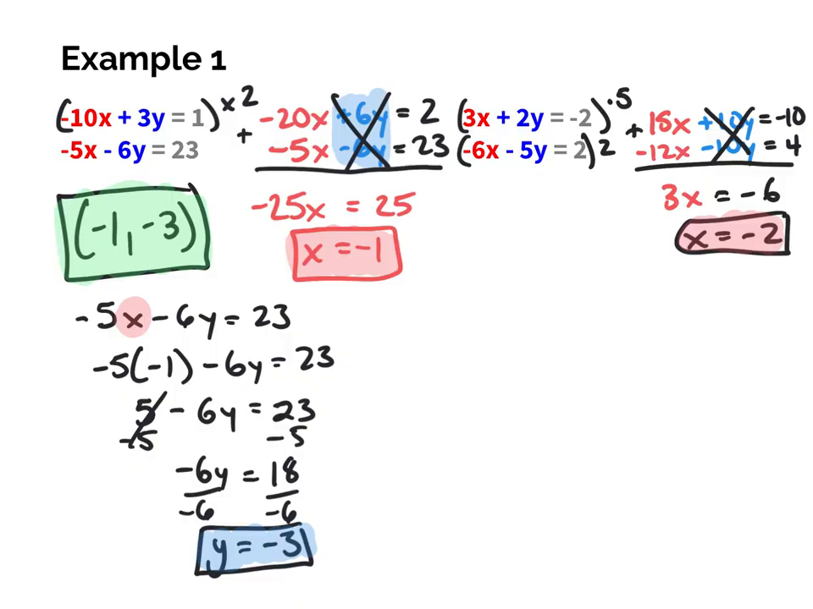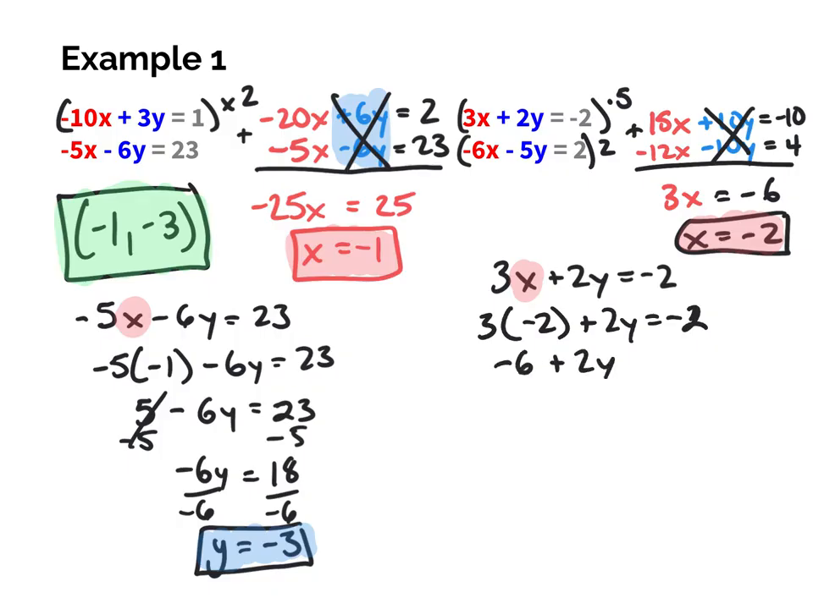But now that I know what x is, I can solve for y by plugging it in. So I'm going to choose an equation. I'll choose the first one, 3x plus 2y equals -2. I'm going to take that value of x and plug it in where x goes. So it'd be 3 times -2 plus 2y equals -2. Then simplifying 3 times -2 would give me -6 plus 2y equals -2. I'm going to do my inverse operations. I'm going to add 6 to both sides, and I'd get 2y equals 4. Then lastly, divide both sides by 2, and I'll get y equals 2.